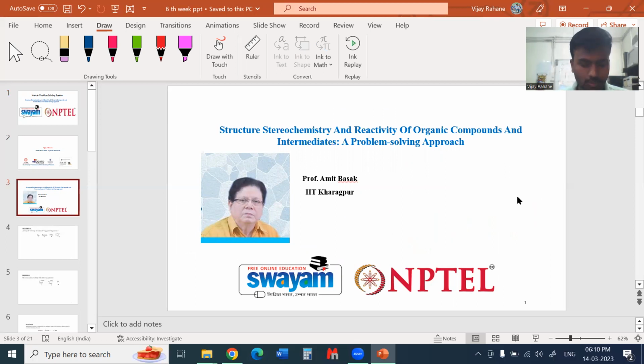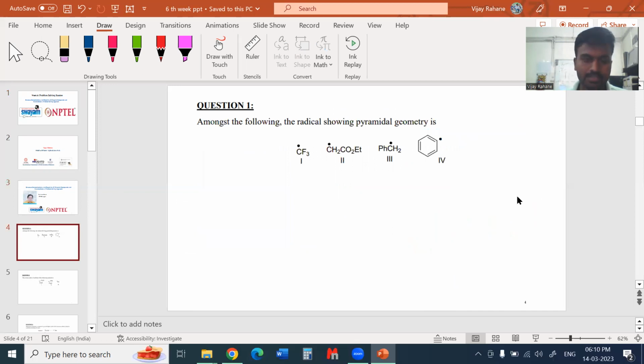So I will solve here some problems based on the topics which are covered by the professor on the NPTEL in week 6. Right. So here is the first problem. The first question is: among the following radicals shown, the radical that shows pyramidal geometry is.